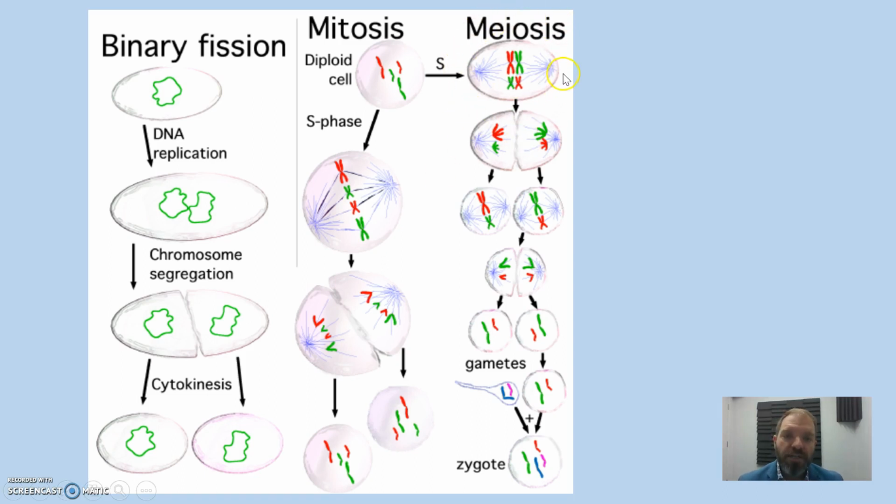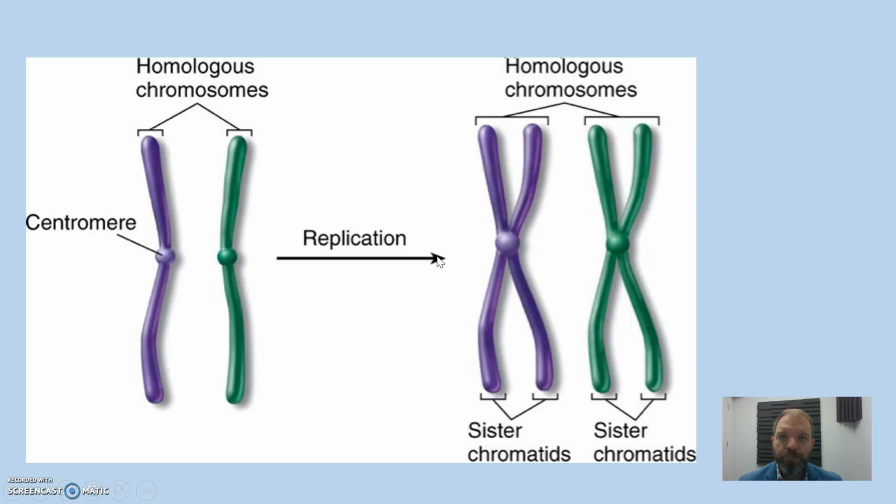Meiosis is part of sexual reproduction. As you can see here, we've got fertilization, gametes meeting to make a zygote. We discuss that in the organisms topic later on. So we're just going to focus on mitosis for today.